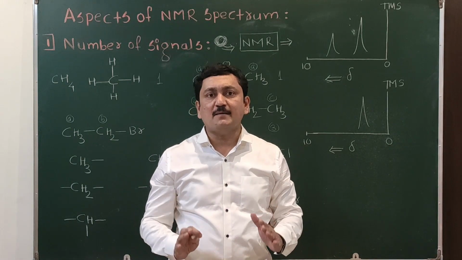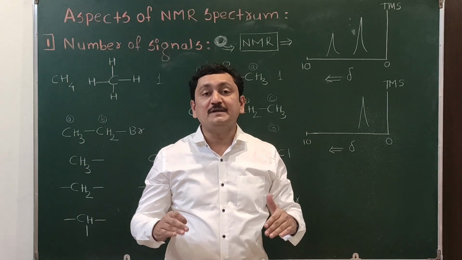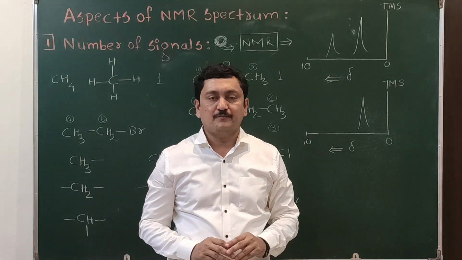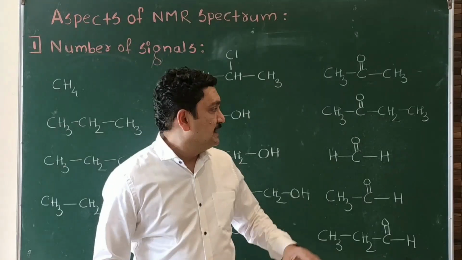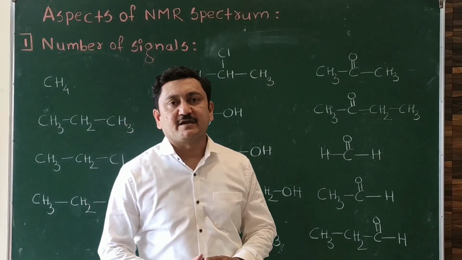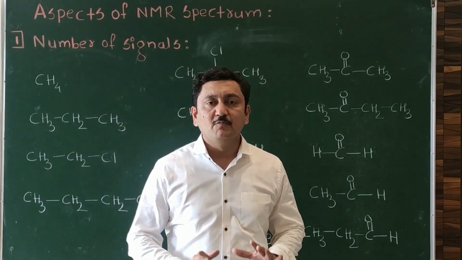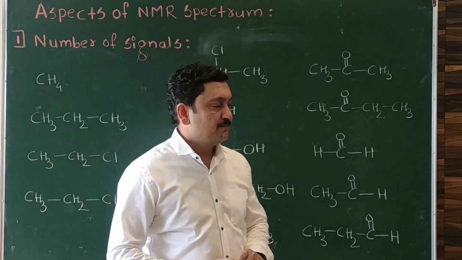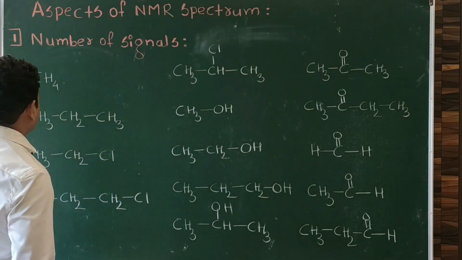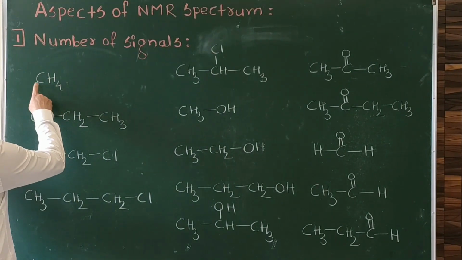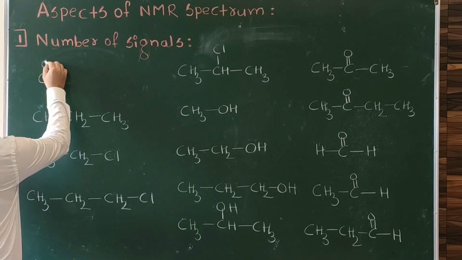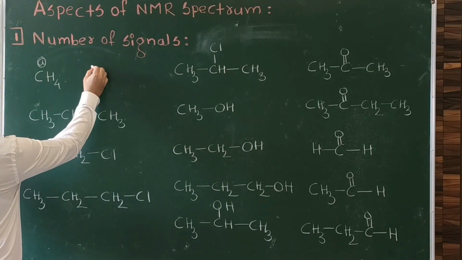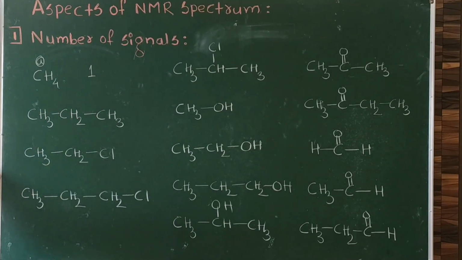Now we will see some examples of compounds, how many NMR signals they will give. Here are some examples and we will check how many NMR signals we will get for each compound. CH4, that is methane. All four hydrogens are identical, so collectively they will give only one signal. So we will get one signal for methane.